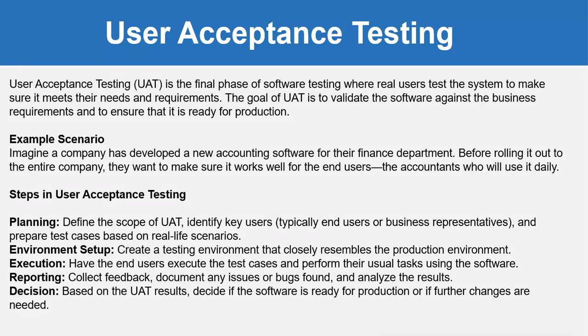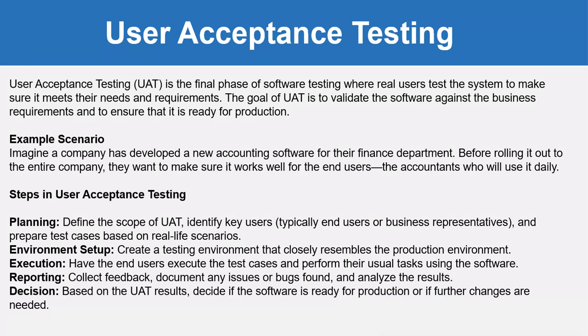The goal of UAT is to validate the software against the business requirements and to ensure that it is ready for production. Imagine a company has developed a new accounting software for their finance department. Before rolling it out to the entire company, they want to make sure it works well for the end users. So the accountants who will use it daily are the end users.